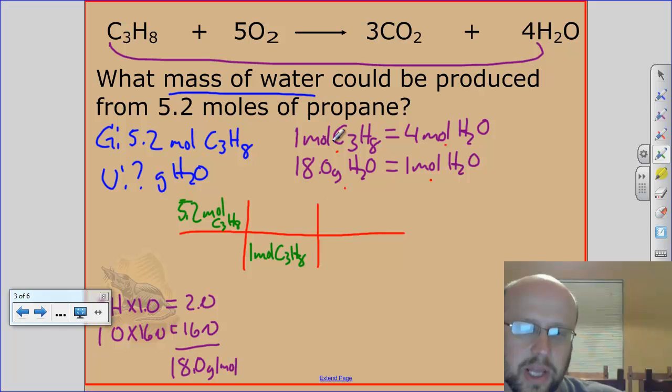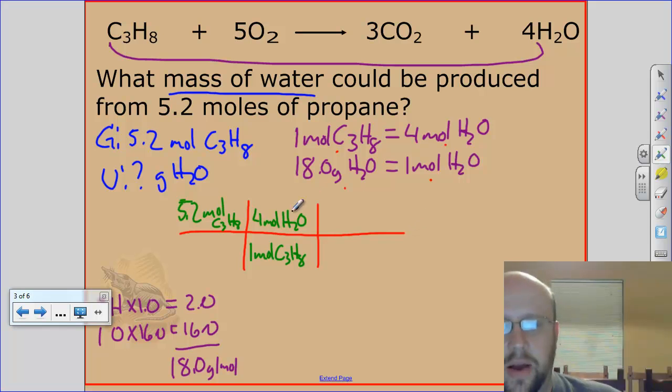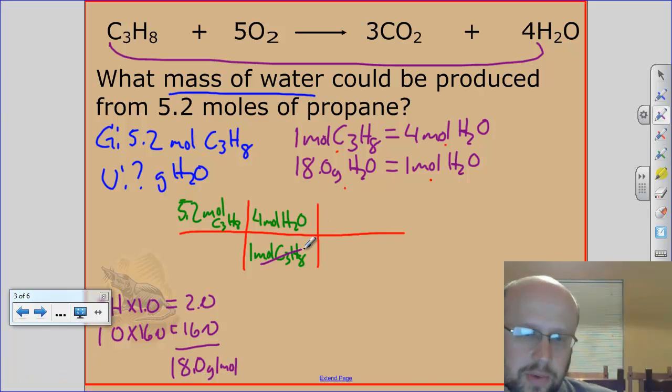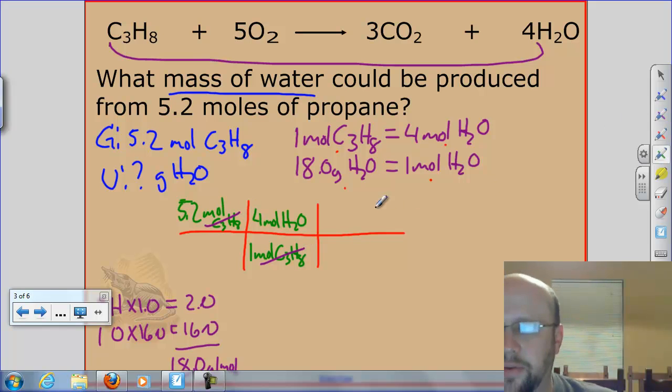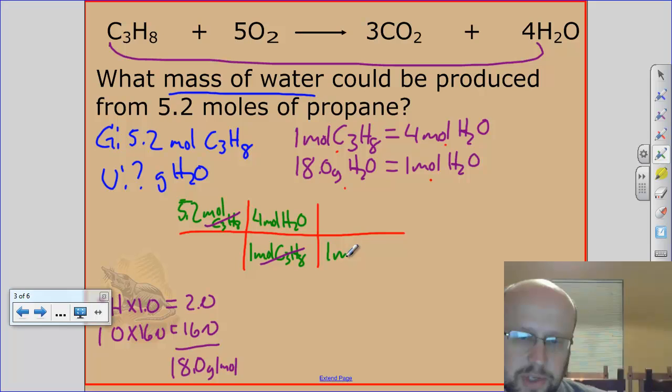Now, where did I get that 1 mole from? That's from right here. And so on the top of that goes the other half of the equality, which is 4 moles of water. Okay. Now, I don't want to end up in moles of water, though. So if I just stop right here and canceled what's here, moles of propane cancel, and what I'd be left with then is moles of water. I don't want moles of water, though. I want grams of water. So that's where the molar mass comes in. So 1 mole of H2O, that's from right here.